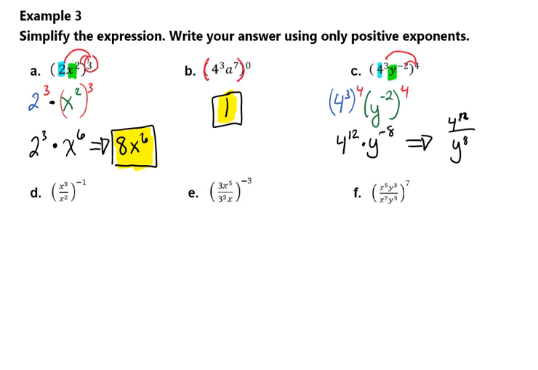Generally, when we have exponents as large as 12, we don't evaluate those, and so we would leave this as 4 to the 12th over y to the 8th.